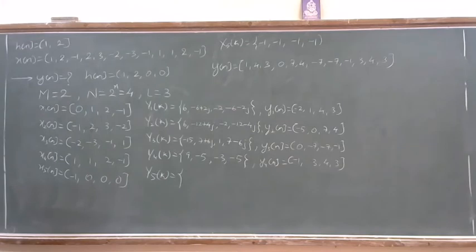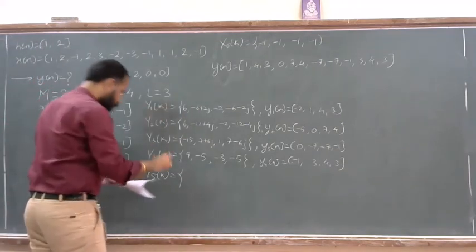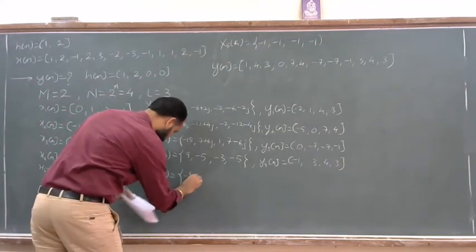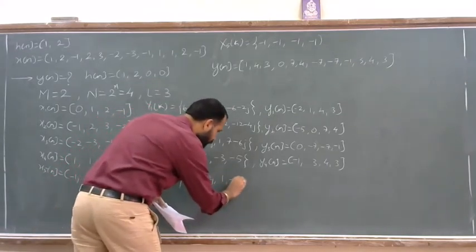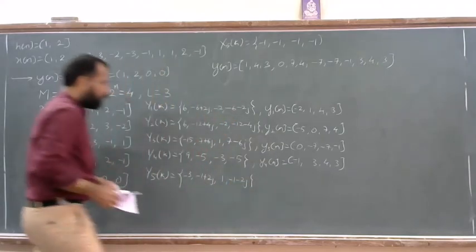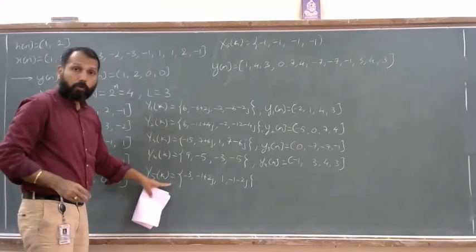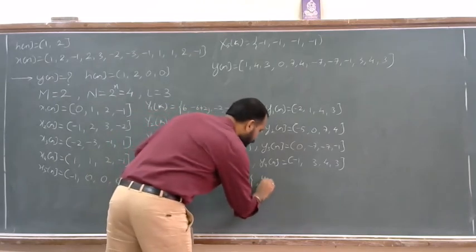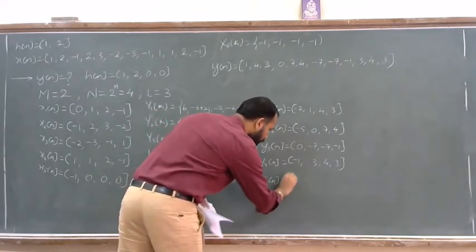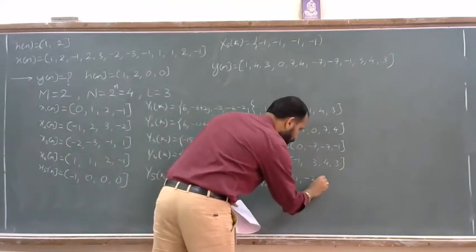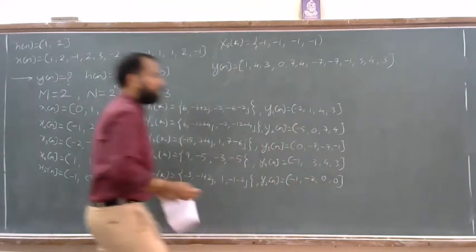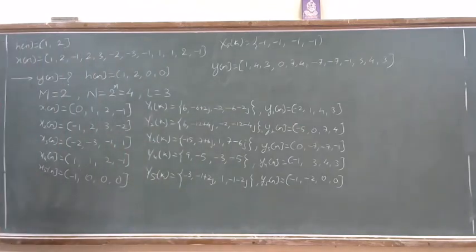All the sample values are minus 1 in the 4-point DFT. So the product DFT, y5 of k, will be the negation of all the values in the impulse response, which will be minus 3, minus 1 plus 2j, plus 1, minus 1 minus 2j. This will be the product DFT. And if you take the 4-point IDFT of this, you will get the fifth data segment, which will be equal to minus 1, minus 2, 0 and 0.